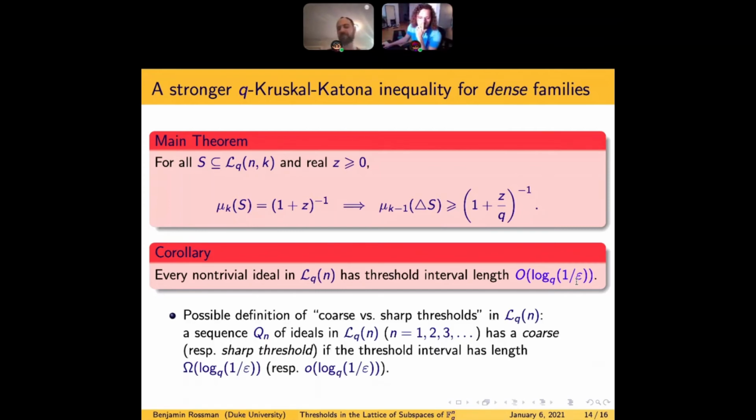This result suggests one possible definition of the distinction between coarse versus sharp thresholds in the linear lattice. If we have a sequence of ideals Q_n, one for each dimension n, we'd say that it has a coarse threshold if the interval has length omega of log_q(1/epsilon), and a sharp threshold if this is little o of log_q(1/epsilon).